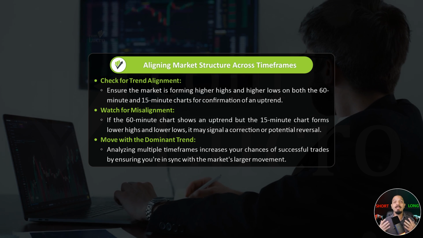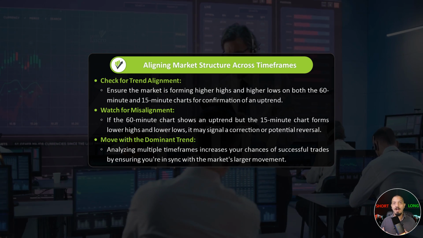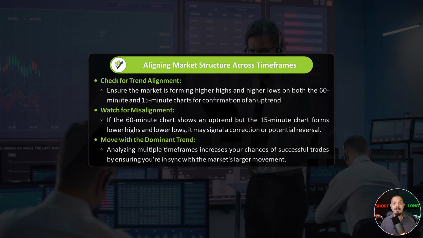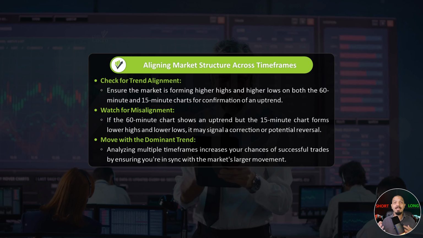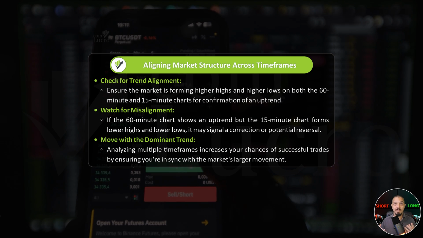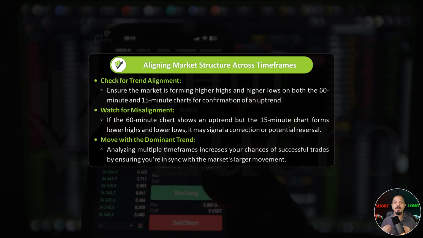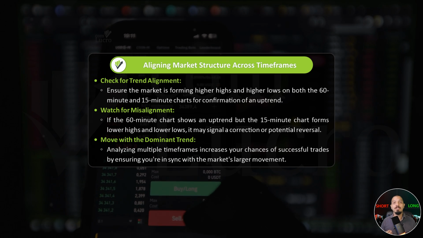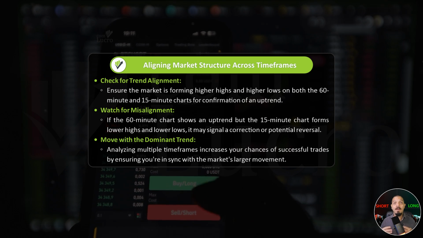However, if the 60-minute chart is showing an uptrend, but the 15-minute chart starts forming lower highs and lower lows, this misalignment could indicate a correction or even a potential reversal. And that's a signal to be cautious. You need to always remember to analyze the market across multiple time frames to ensure your reading aligns with the bigger picture. This increases your chances of making successful trades because you're moving with the dominant trend.